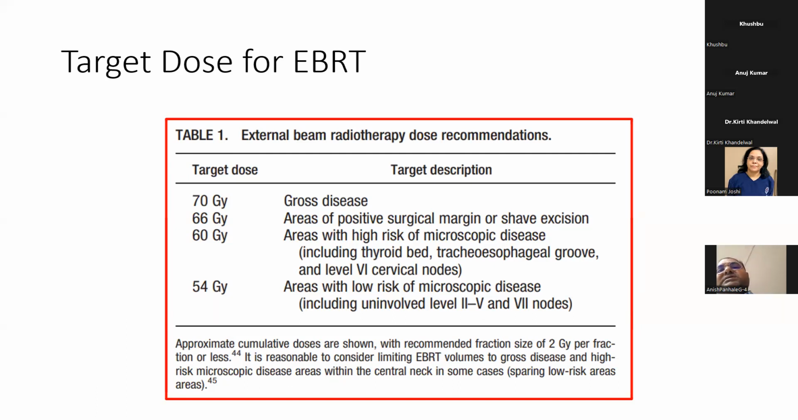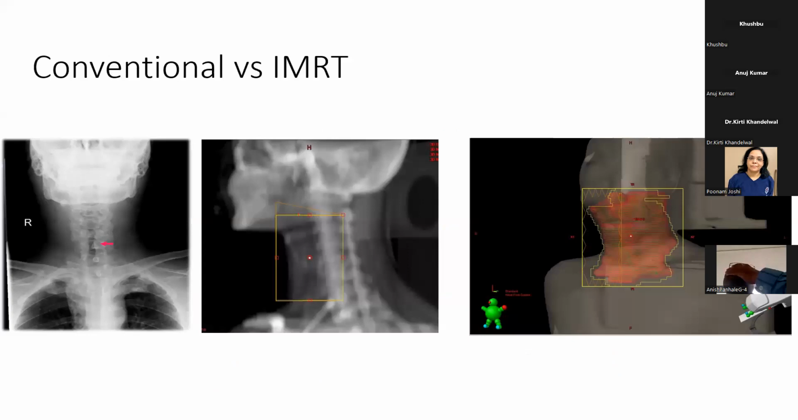And 54 gray is for the areas of microscopic disease. Mostly that includes the lateral group of neck nodes and the retropharyngeal. So this pictorial representation gives an idea about what happens in conventional technique and IMRT.